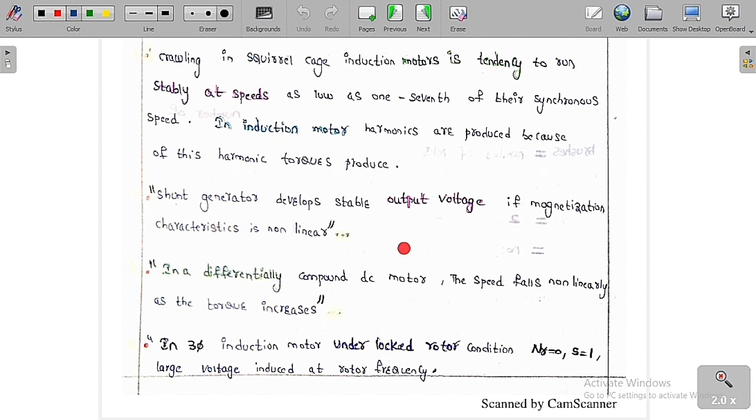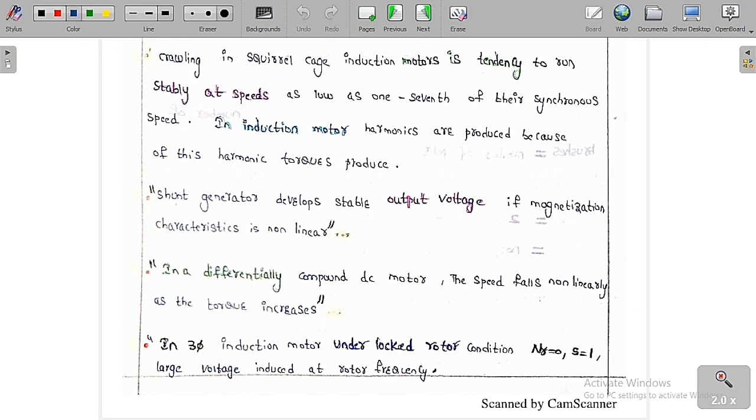So a shunt generator develops a stable output voltage if the OCC curve or magnetization curve is non-linear. Then only the OCC curve and the line Ef equals If into Rf will intersect, and then we are going to get a stable operating point.